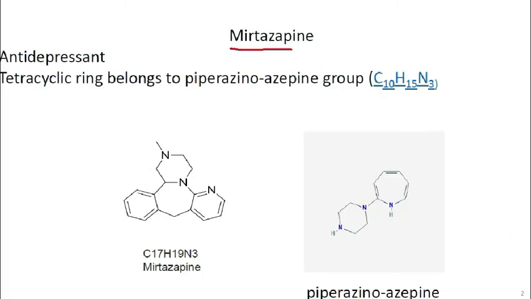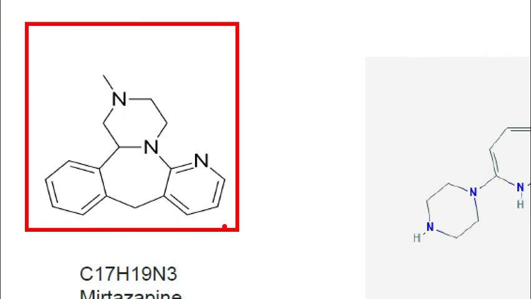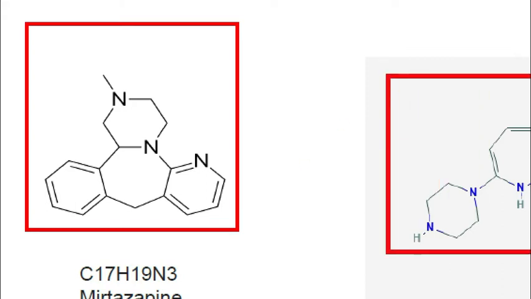Mirtazapine is an atypical antidepressant. It treats depression. This is the chemical structure of mirtazapine. This structure shows mirtazapine has four rings: first, second, third, and fourth. Out of four rings, two rings belong to the piperazinoazepine compound. So this is a separate picture of the piperazine compound, which consists of the piperazine ring and the azepine ring.